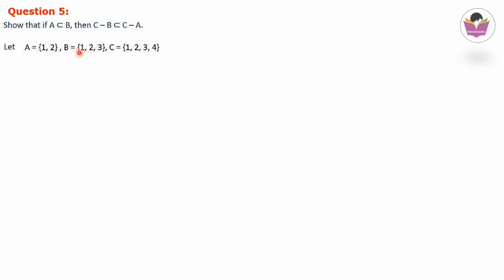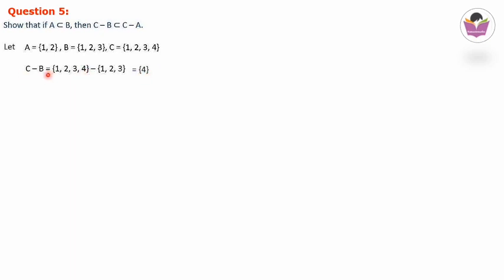A must be a subset of B. And here C minus B we have to calculate. C minus B means elements of C which are not in B. Elements of C which are not in B means C minus the common elements. C is {1, 2, 3, 4}, minus B which is {1, 2, 3}, means we have to remove 1, 2, 3, that is the common elements. When we remove, we will be getting only the balance element, {4}.